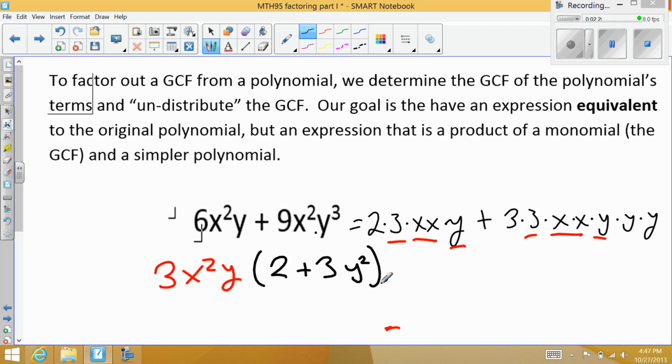And what we've done is undistributed out the common factors. If we were to take this and multiply it back together, taking the 3x squared y times 2 would give us 6x squared y. Taking the 3x squared y times the 3y squared would give us the 9x squared y cubed. So we factored this into something times something else. That's factoring.